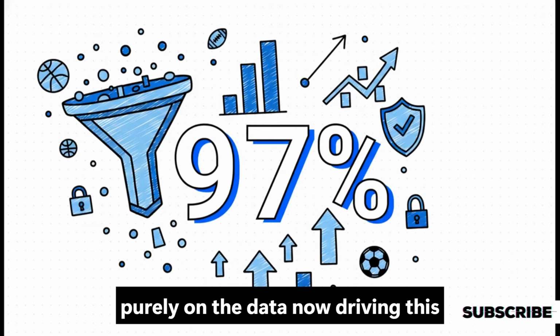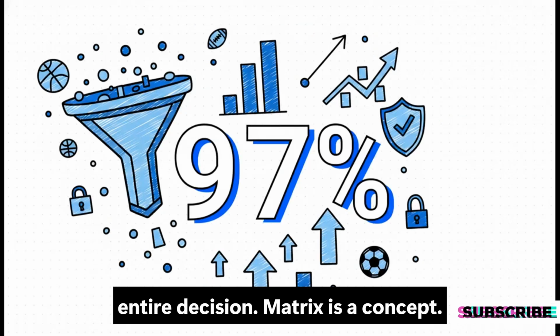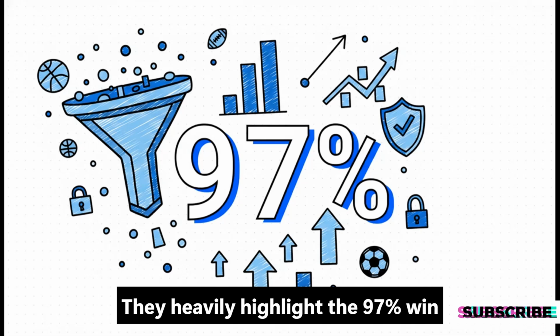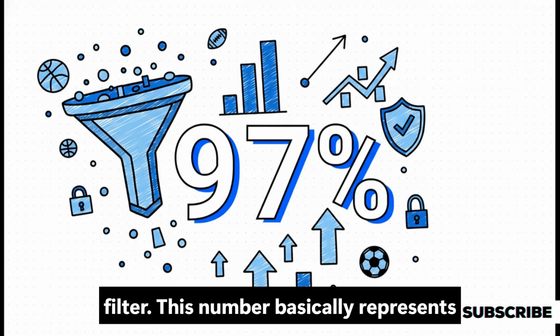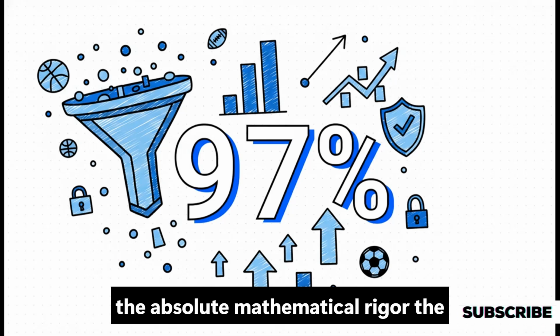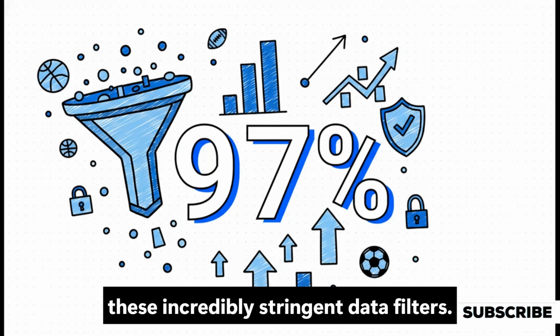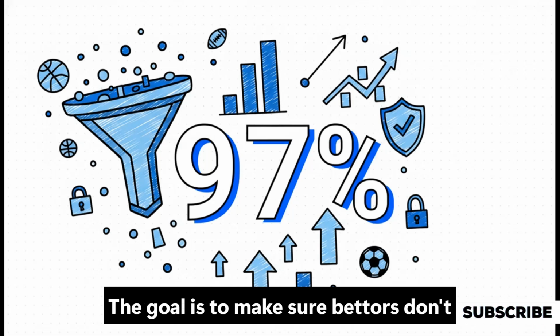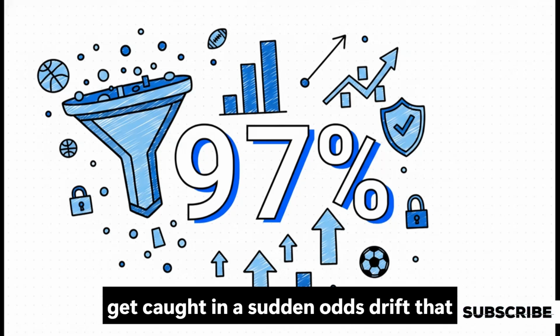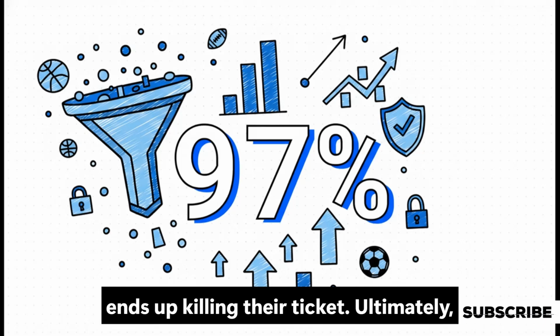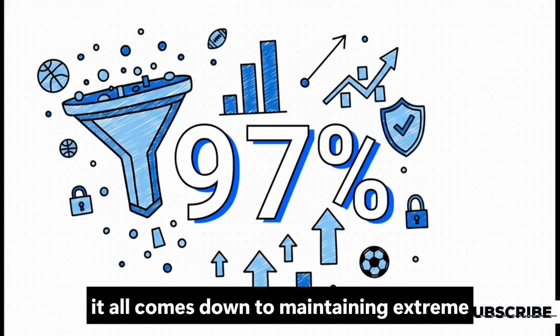Now, driving this entire decision matrix is a concept they heavily highlight, the 97% win filter. This number basically represents the absolute mathematical rigor the system claims to apply to find statistical certainties. By utilizing these incredibly stringent data filters, the goal is to make sure bettors don't get caught in a sudden odds drift that ends up killing their ticket. Ultimately, it all comes down to maintaining extreme discipline.